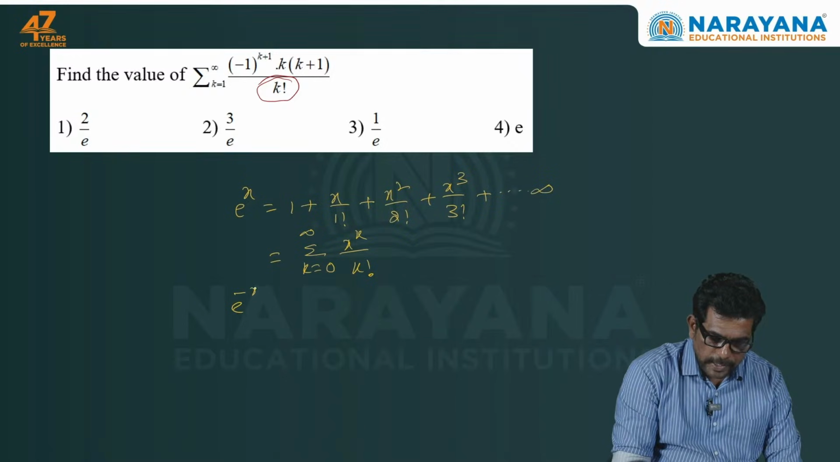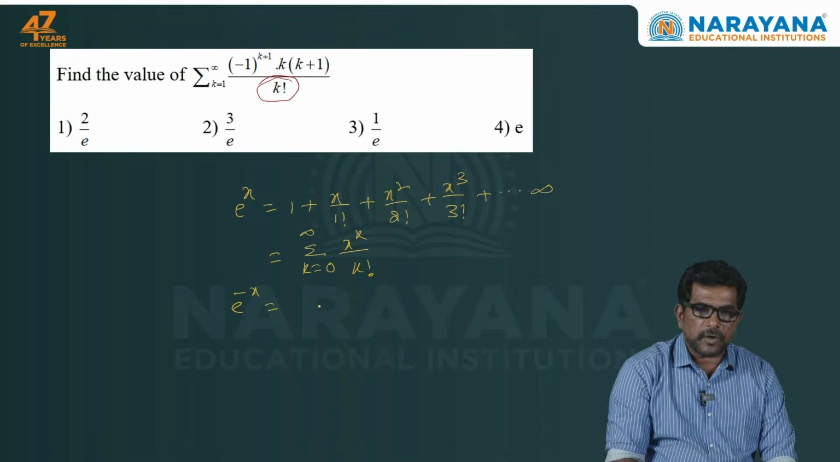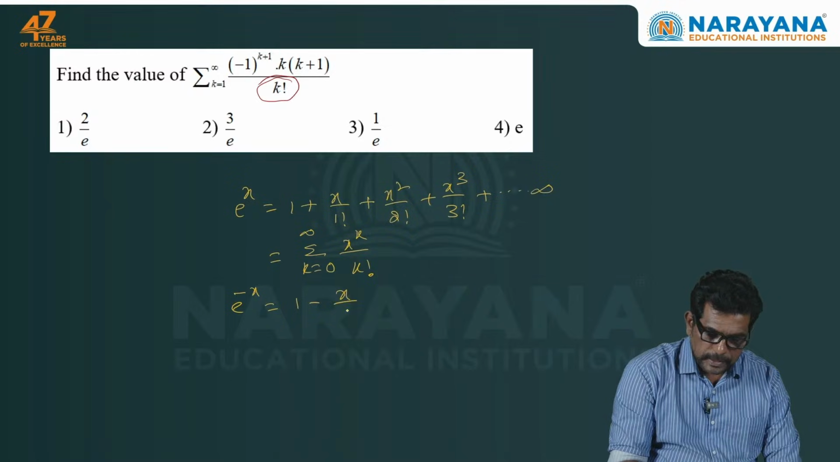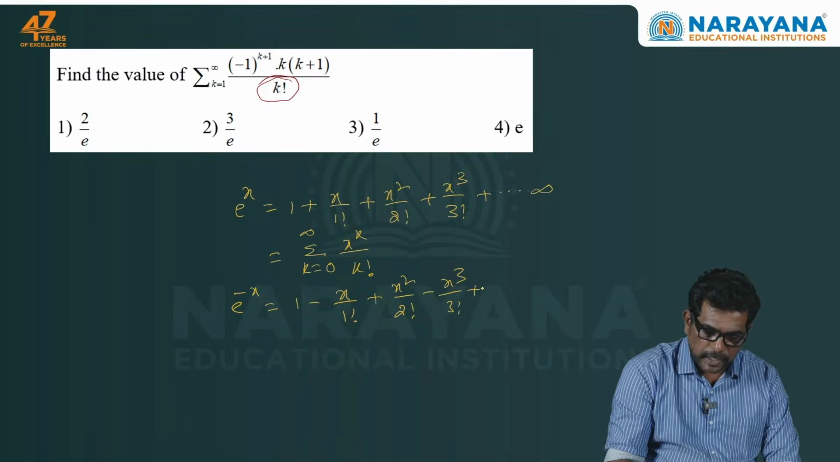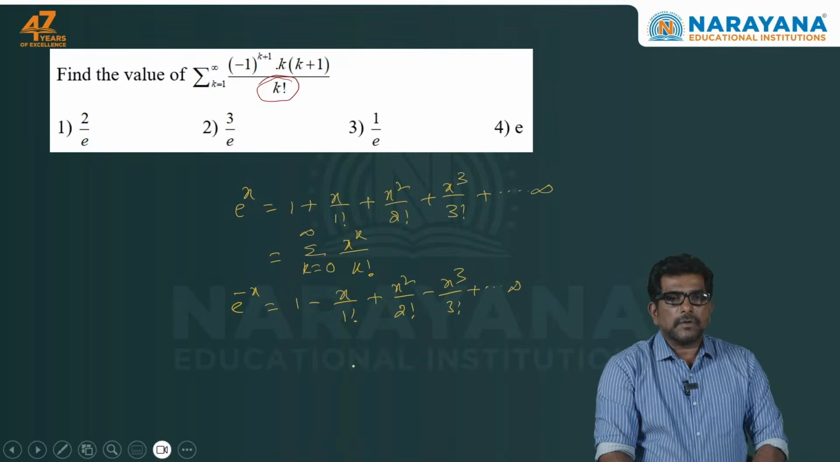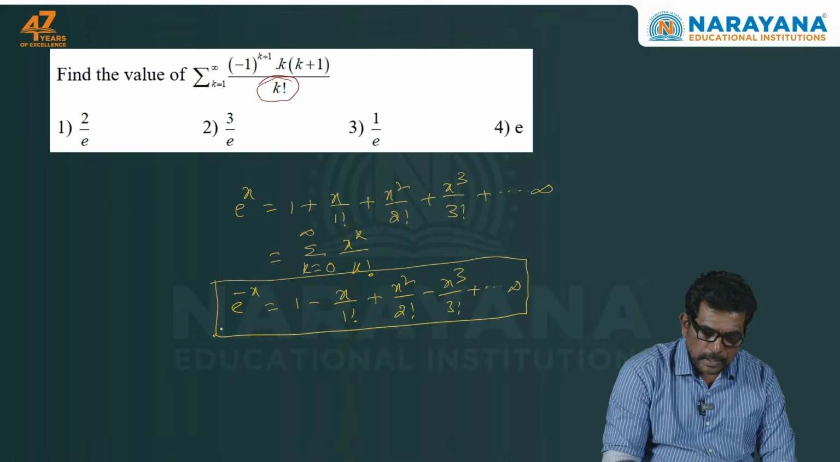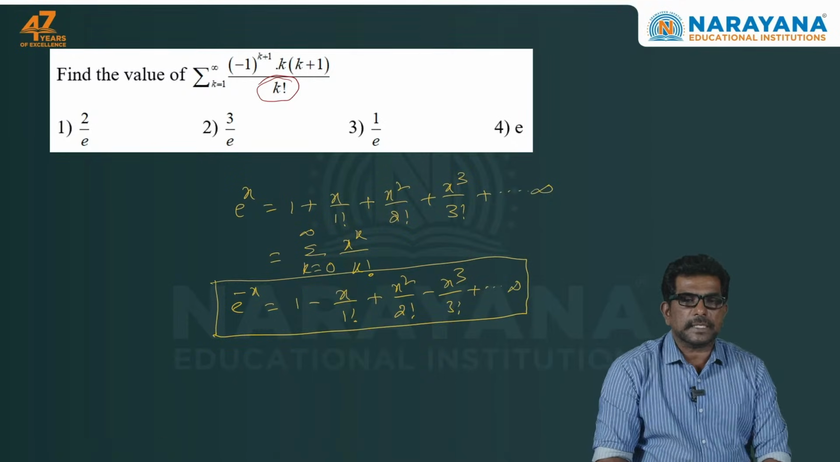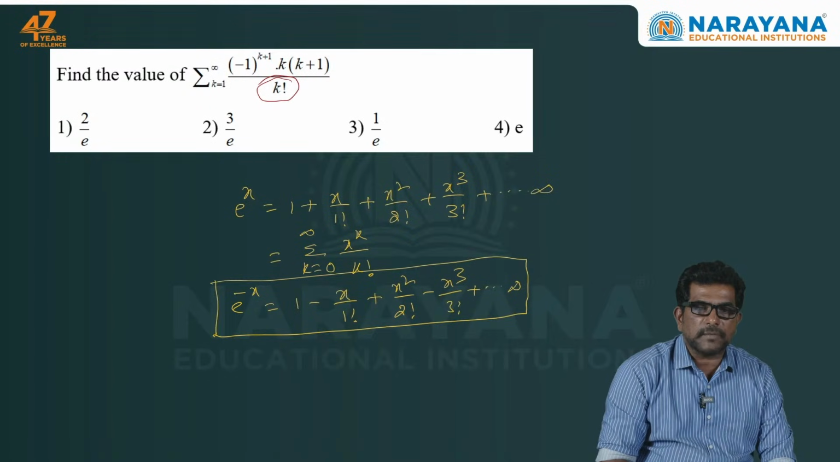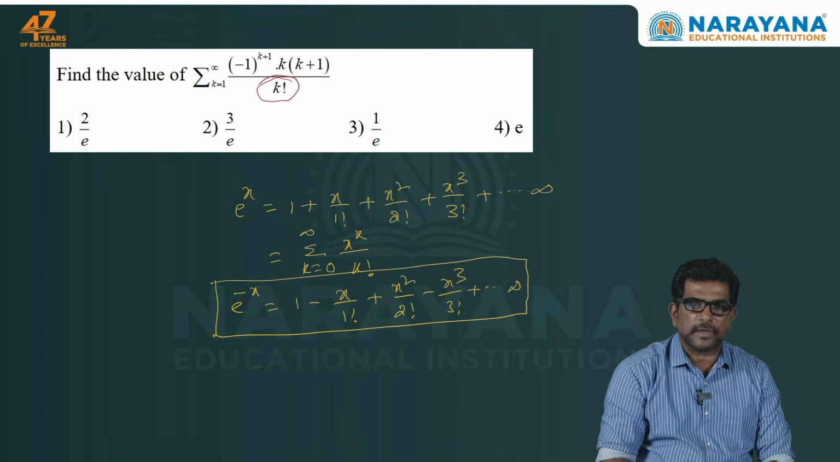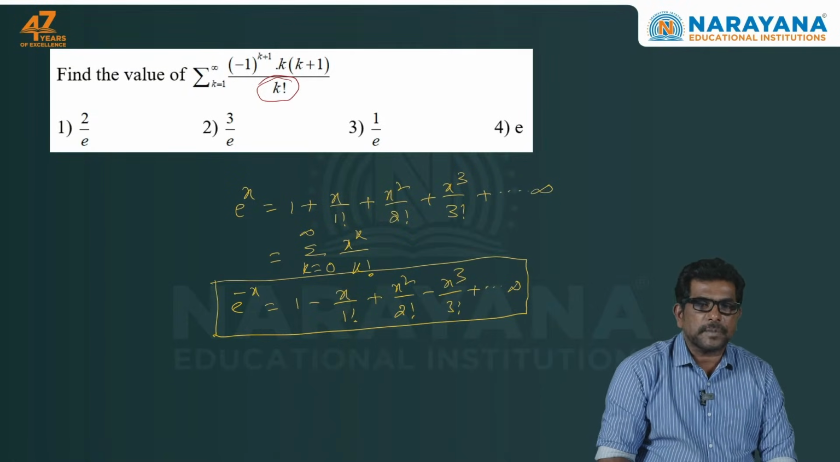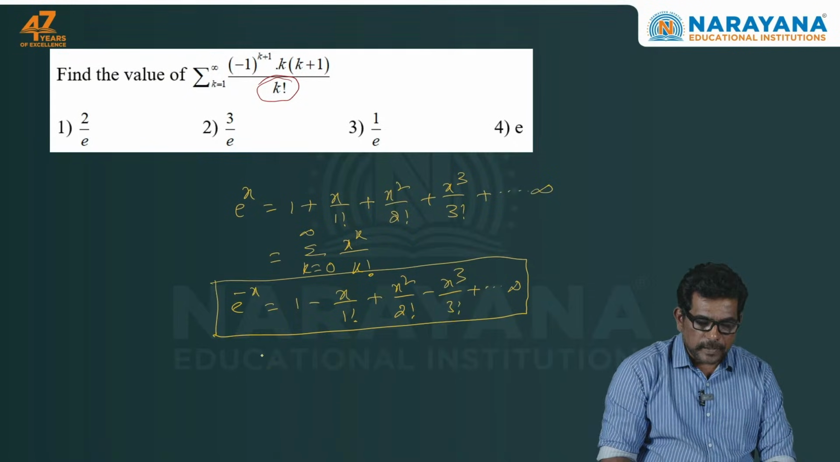Now by substituting x is equal to minus x, we get e to the power of minus x is equal to 1 minus x by 1 factorial plus x square by 2 factorial minus x cube by 3 factorial plus so on infinite. The given problem is related to the e to the power of minus x series. So you keep this formula in your mind. Now we are solving the given problem.